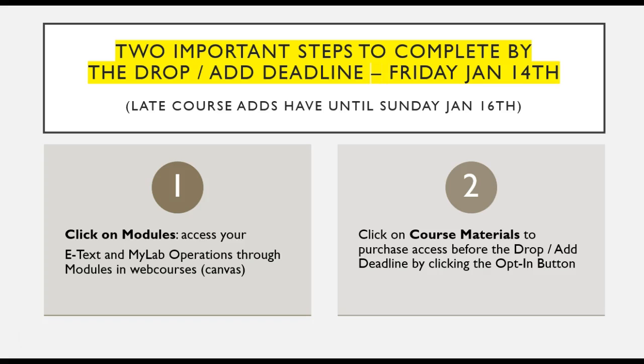But there's two very important things that you must do before the end of the first week of class. Number one, sign into web courses, find the modules tab, and click on it. This is how you're going to have access to the e-text and MyLab operations. The first week, it's open access. Once you click on the tabs, you can access the e-text and any of the exercises in MyLab operations. But in order to continue to have access to this material, you must, before the end of the week, click on Course Materials, and this is how you're going to opt in to pay the lowest possible price for access to the e-text and MyLab operations for the rest of the semester.